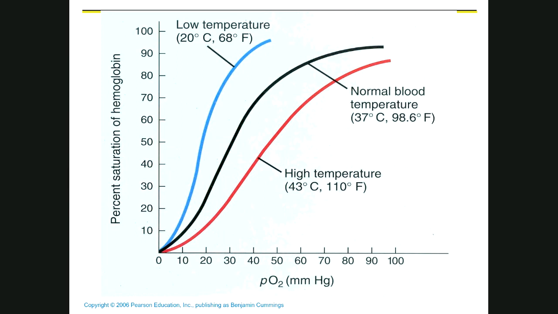So what happens if you get a fever? What happens to your body temperature? It goes up. All over your body, it gets hot. So if you have a fever, what's going to happen to the curve? Which way is it going to shift? It's going to shift to the right. And if it shifts to the right, what are you going to do? Drop off more oxygen or drop off less? You're going to drop off more.